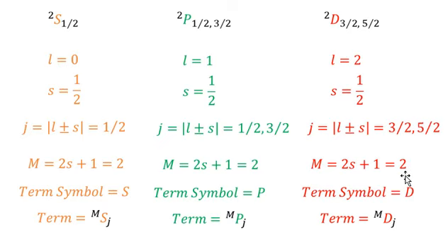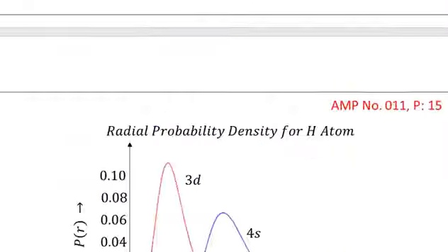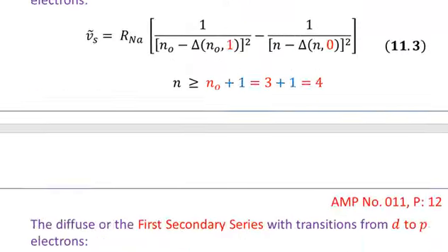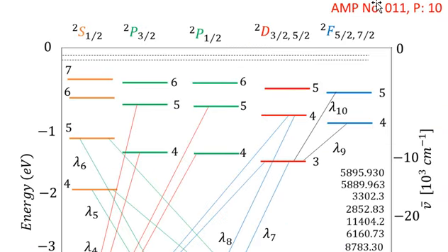Same multiplicity. The term symbol will be capital D, because for L equal to 2 we have the term symbol capital D, and the term is denoted by the multiplicity M, capital D, and then J as a subscript. So if you put the two values of J over there, you will get 2D 3/2 and 5/2. So you see that here I have explained the doublet terms. These are the doublet terms that I have explained.